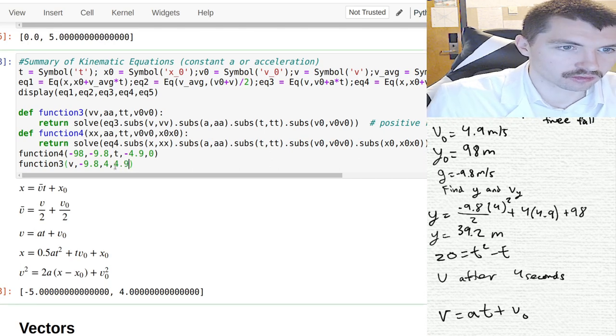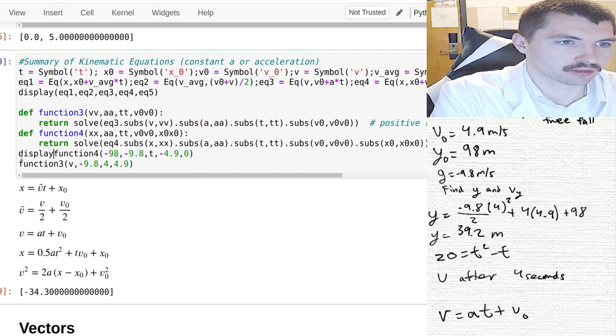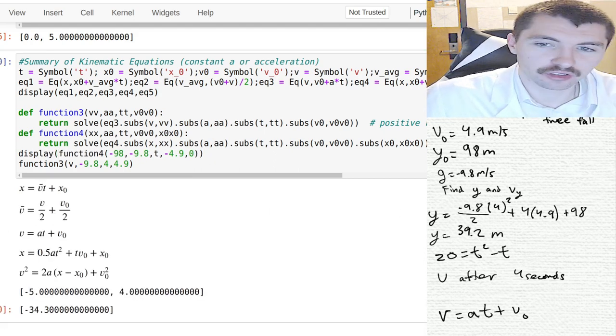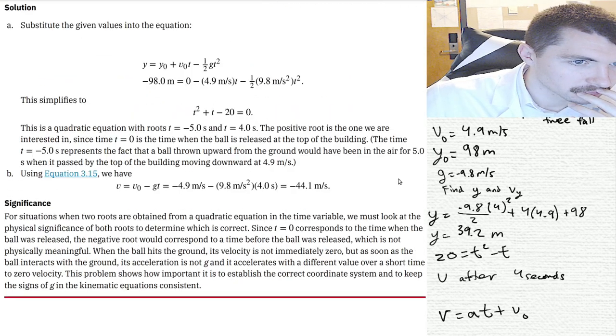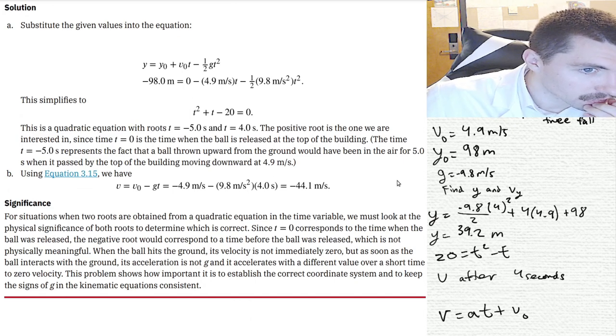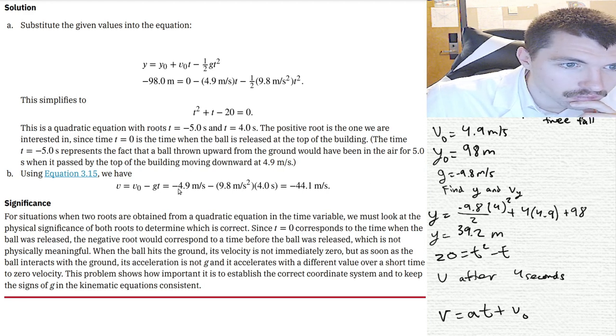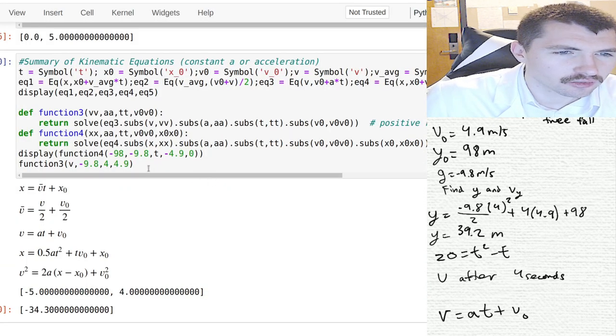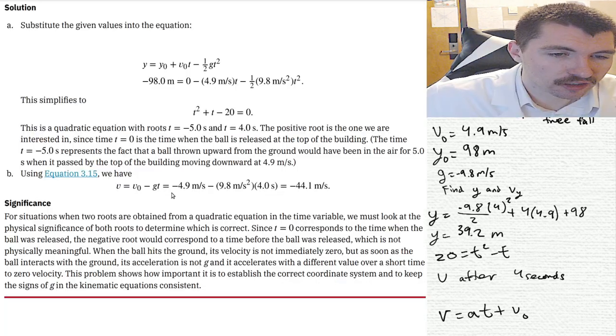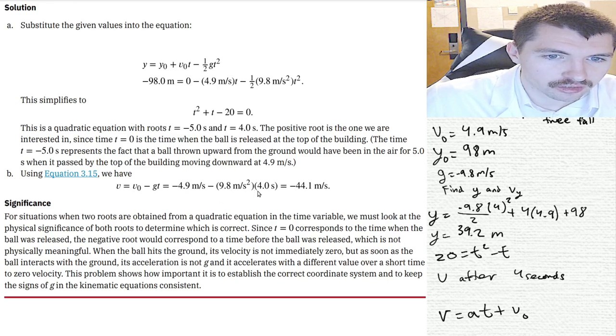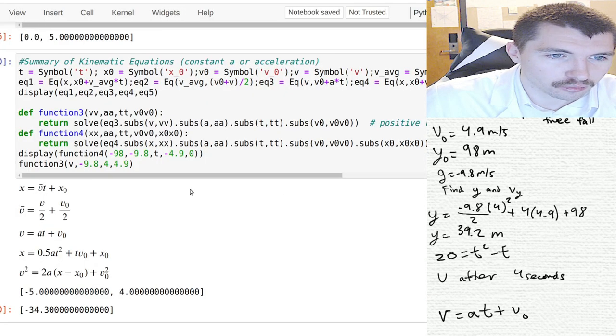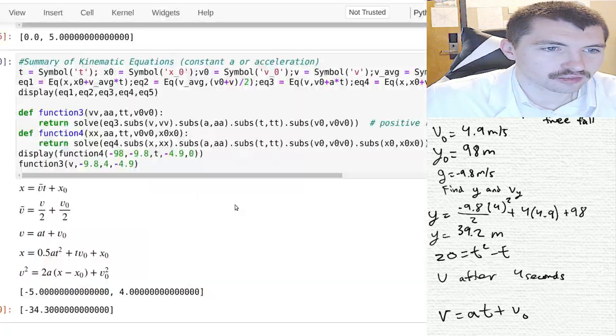Negative 4.9. So I'm getting negative 34.4. So negative GT, negative GT. Seems right. 9.8 for 4.9, right? Negative 4.9. Negative 44. Okay, there we go.